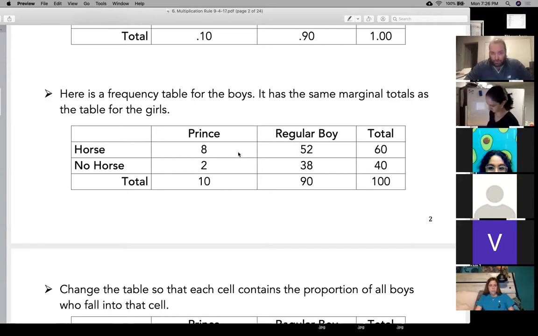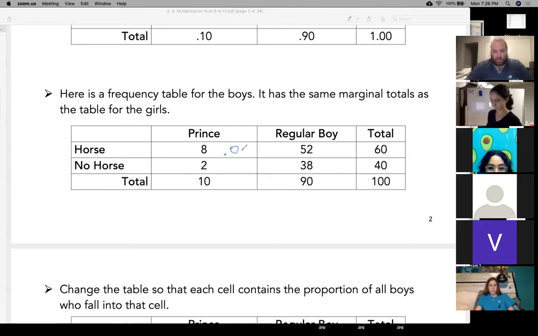Independent? You think it's independent? Well, let's see. What is 10 times 6? 600. Now, these are not percentages, right? So let's convert it to a percent. 8 out of 100 is 0.08. 10 out of 100 is 0.10. 60 out of 100 is 0.6, or 60%.